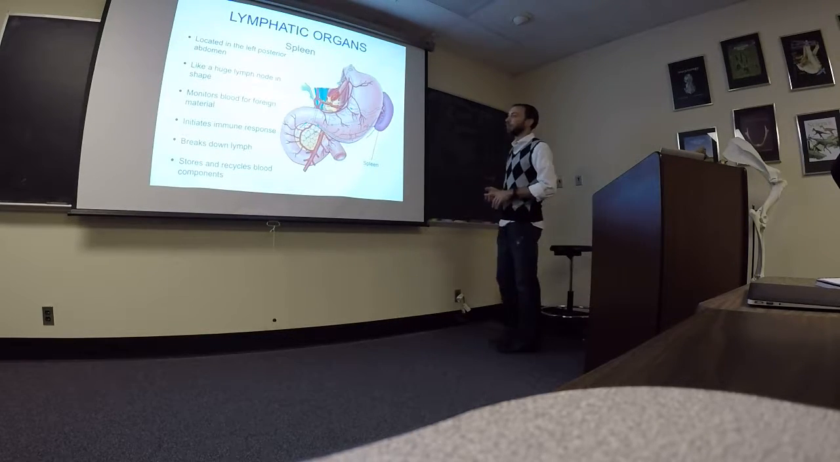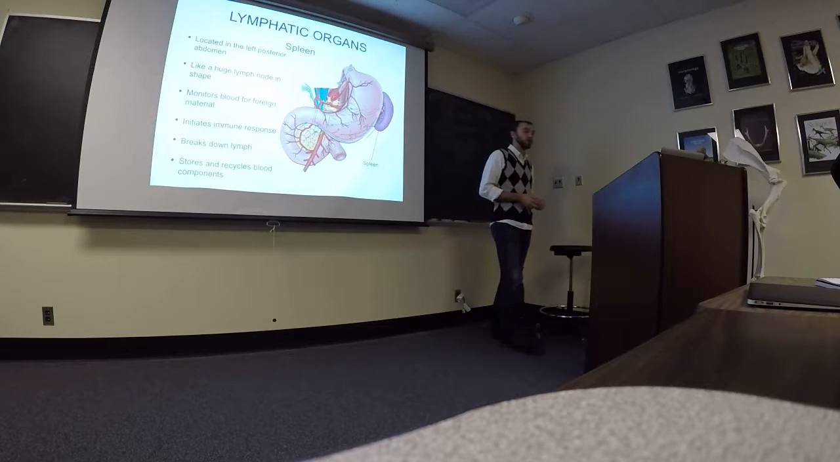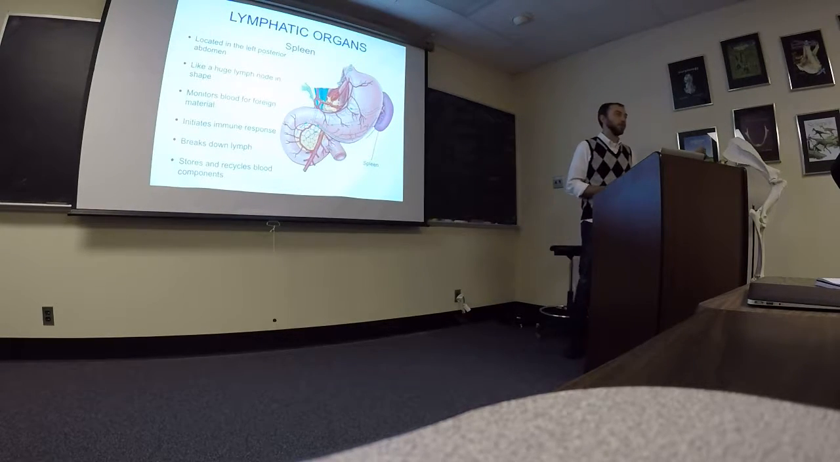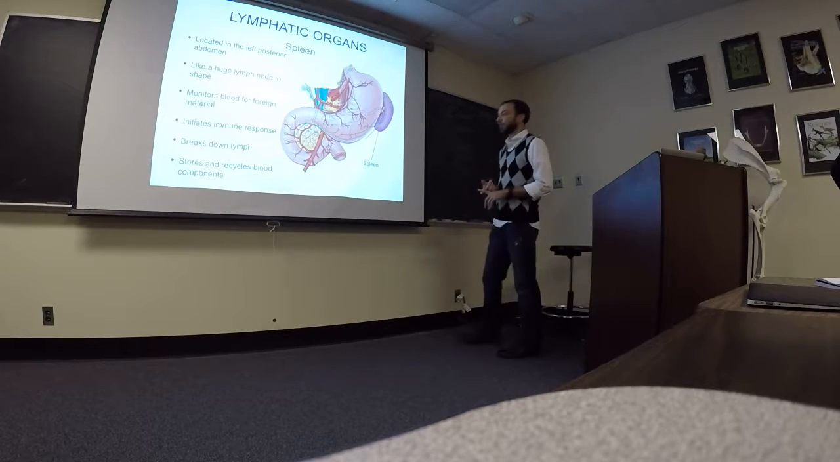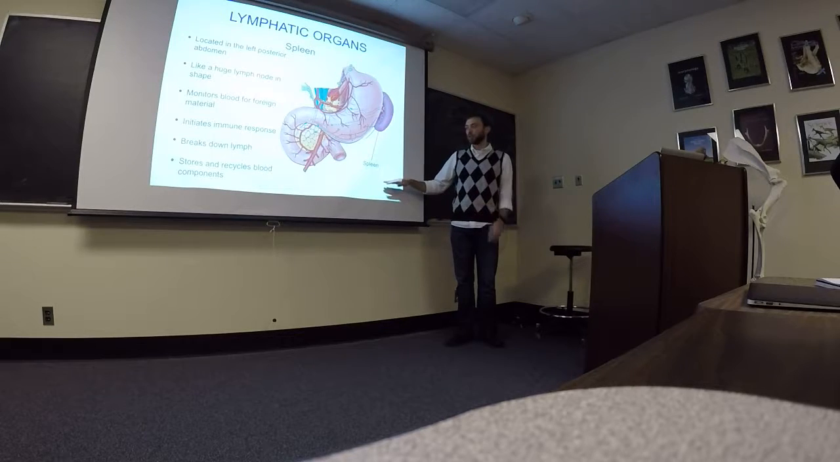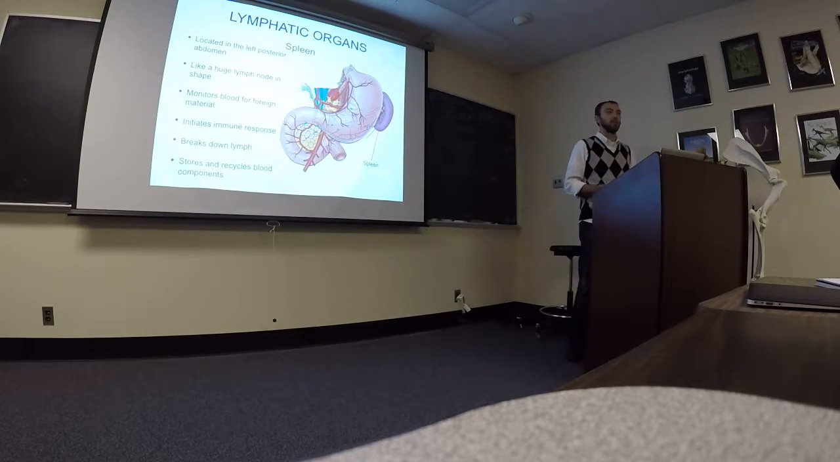One is to monitor the blood for foreign material. It's also an area that can initiate immune response, so we have lymphocyte proliferation within the spleen itself. It helps to break down the lymph, and then its other function, circulatory, is going to be storing and recycling blood components. So as things like red blood cells break down, the spleen will be in charge of getting rid of those damaged cells.